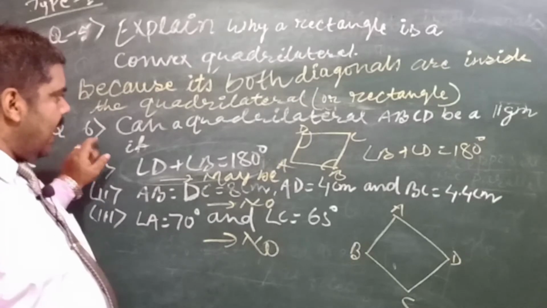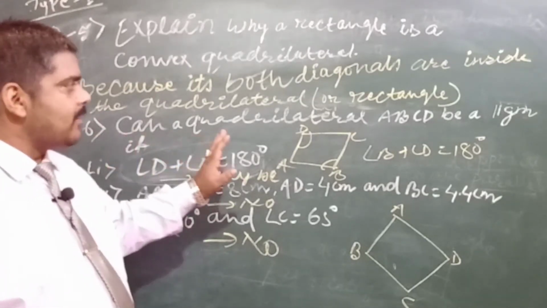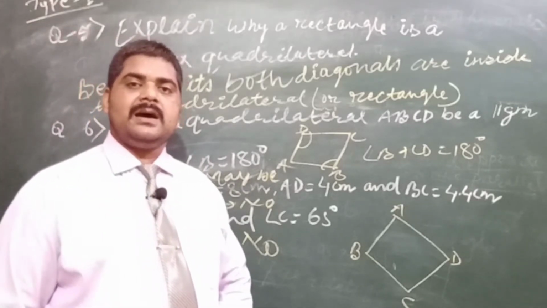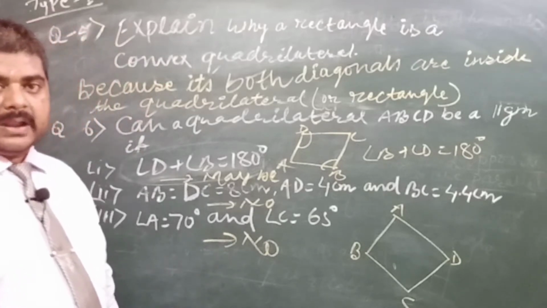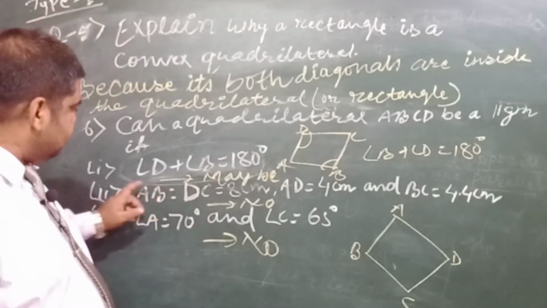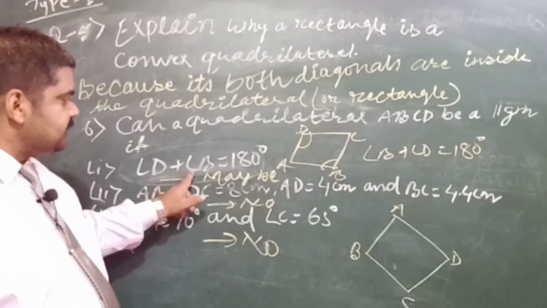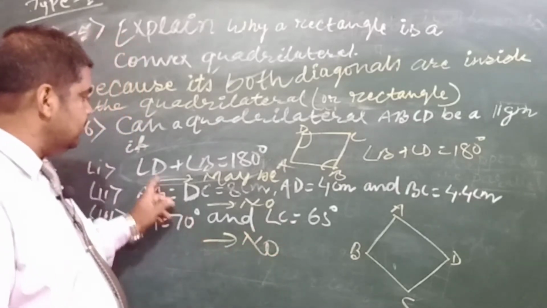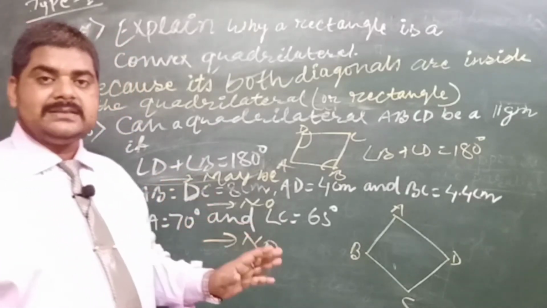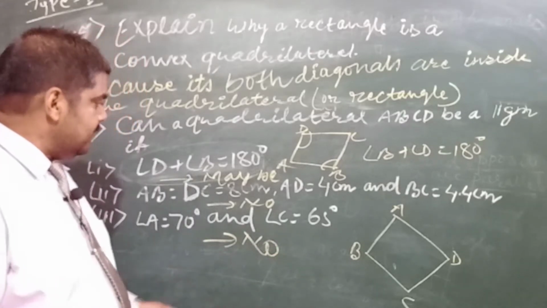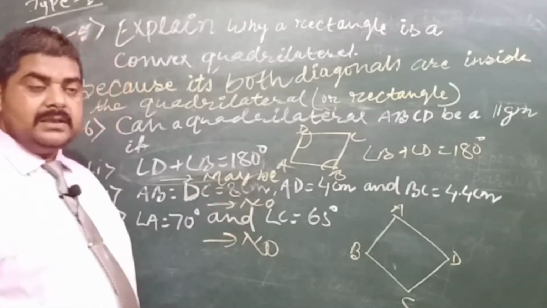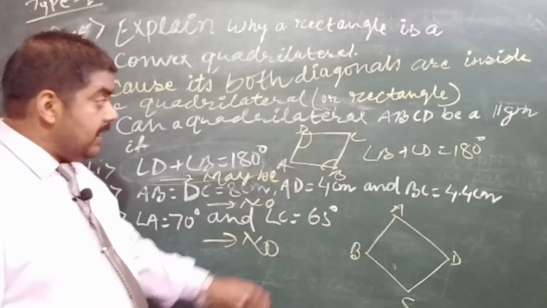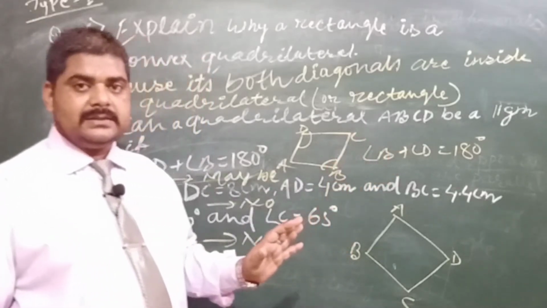Regarding question number 6, it has been asked: can a quadrilateral ABCD be a parallelogram? You know that a quadrilateral whose opposite sides are parallel is known as a parallelogram. The first condition given is angle B plus angle D is equal to 180 degrees, and you have to explain whether on this condition only you can guess that it is a parallelogram. Its answer is maybe, and it is maybe because a quadrilateral whose opposite angles sum B plus D is equal to 180 degrees, no doubt.